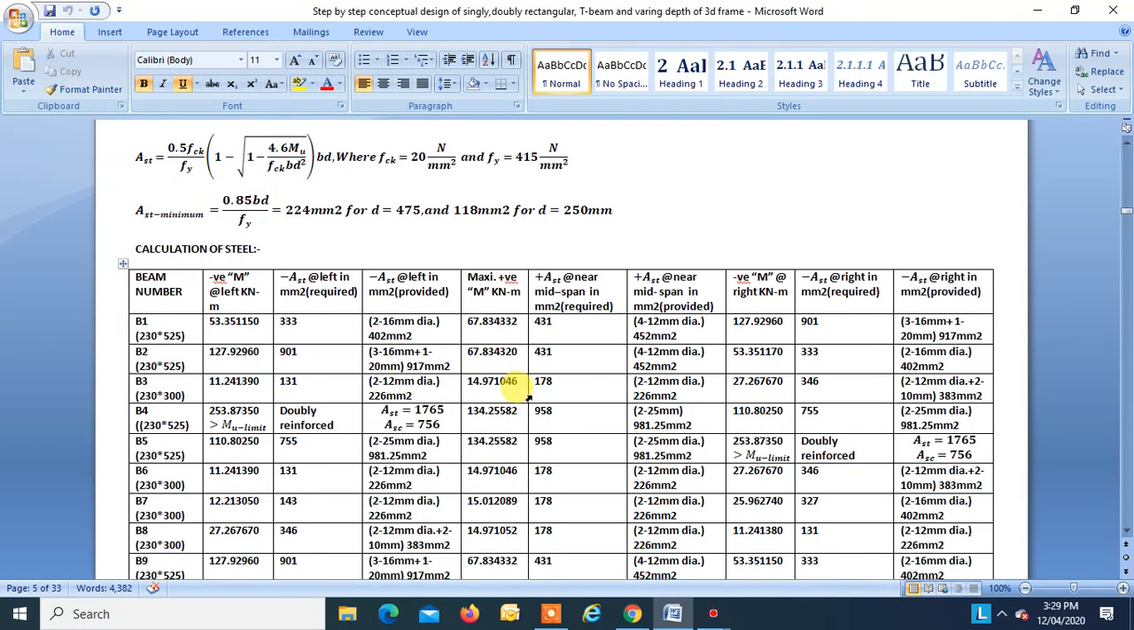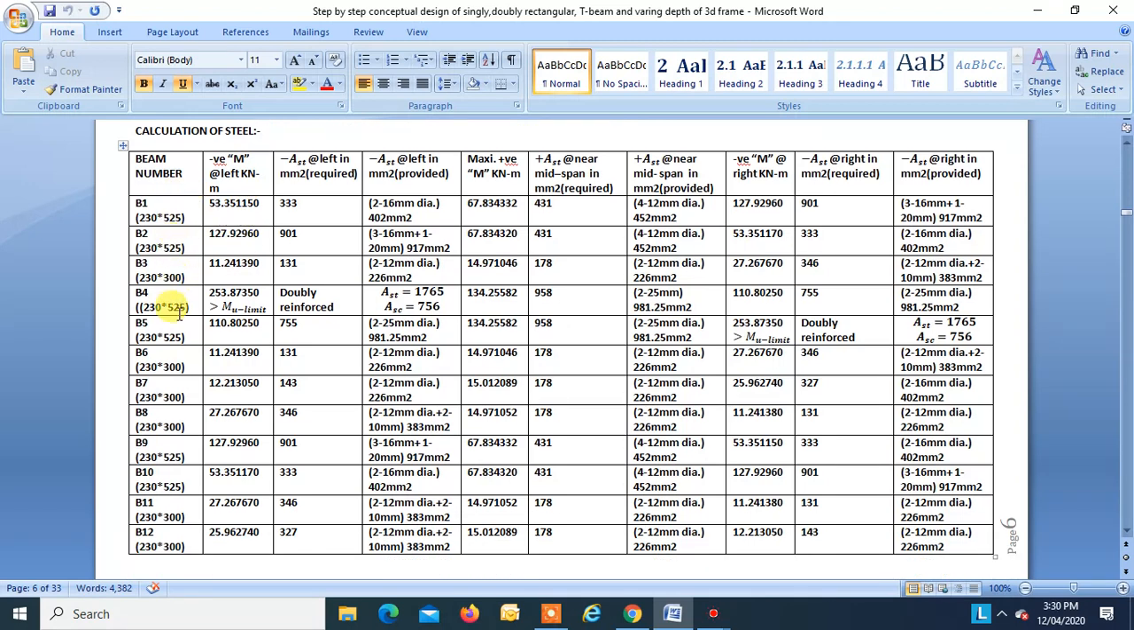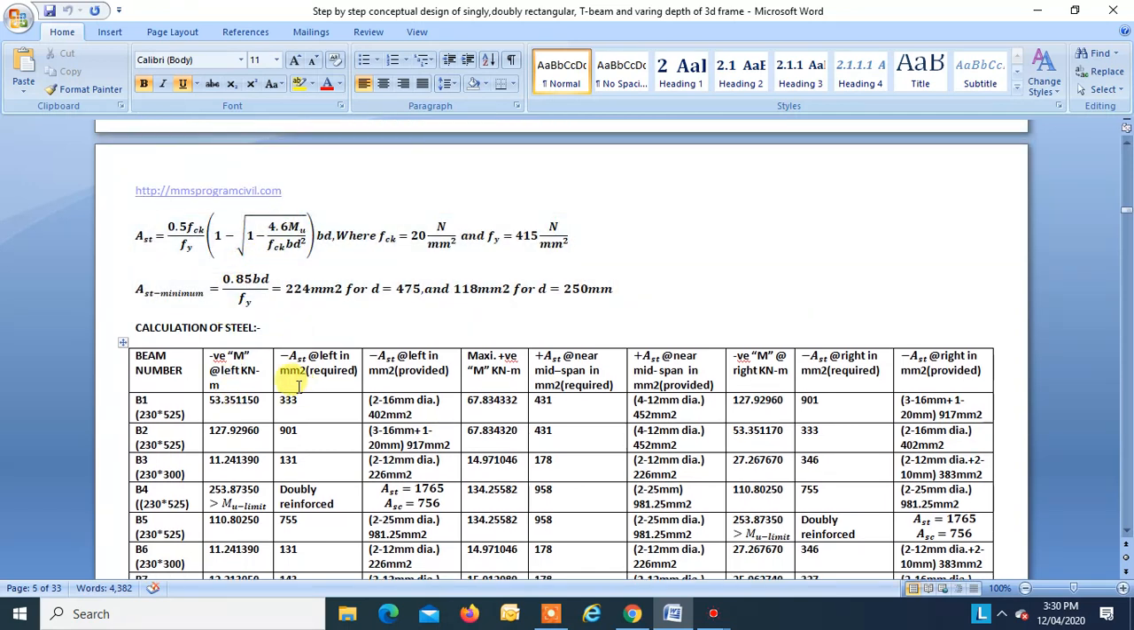Calculation of steel. So these are the beam number and their size. These are the moments, negative moment at the left end support. So when you put this moment in this formula, you get the steel, right? This is the steel that has to be provided. Now we will round this off, so you can say this is the steel required, and we will round this off and provide this much, right?